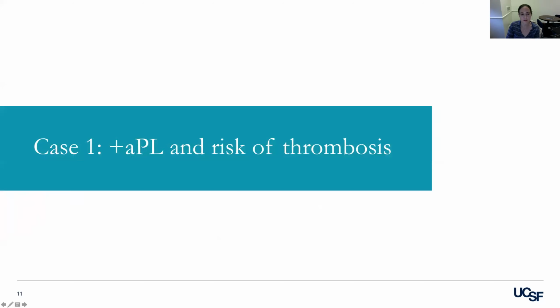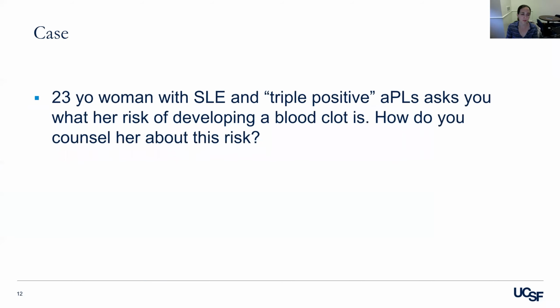So our first case, we're going to talk about the scenario of positive antiphospholipid antibodies without thrombosis and the risk of subsequent thrombosis. So you have a 23-year-old woman with lupus who has triple positive APL, so is positive for lupus anticoagulant, anticardiolipin antibody, and beta 2 glycoprotein 1 antibody. And she asks you what her risk of developing a blood clot is. How do you counsel her about this risk?